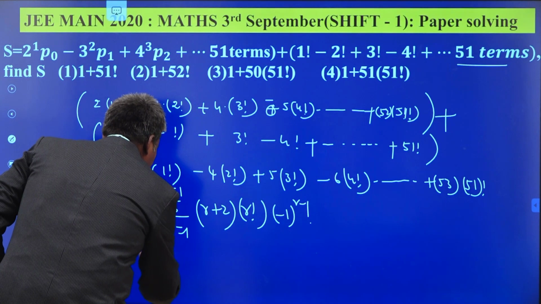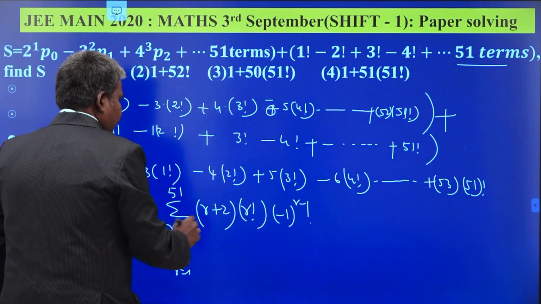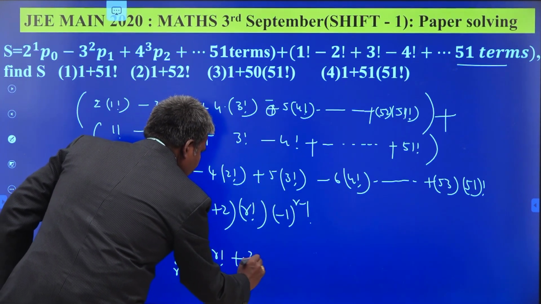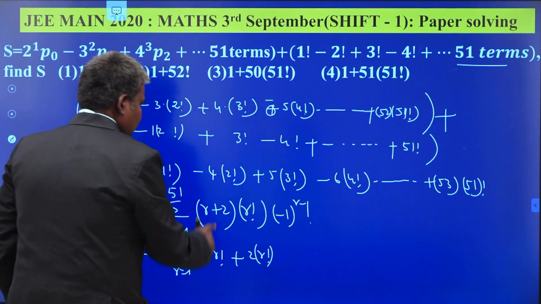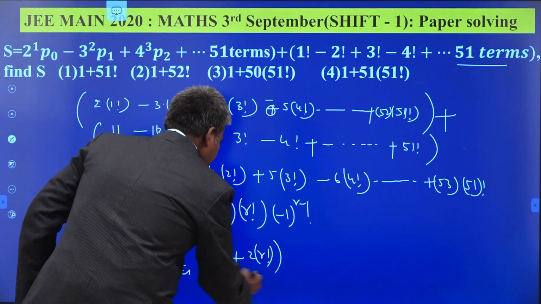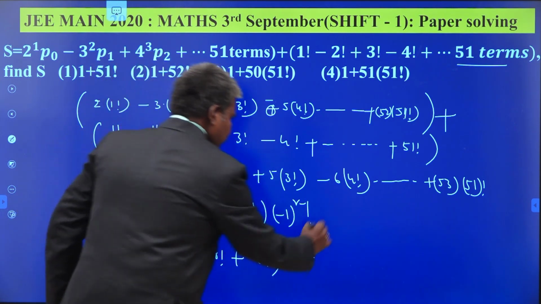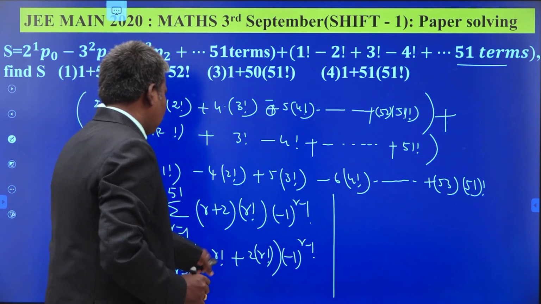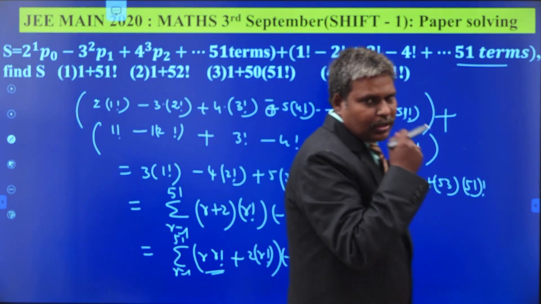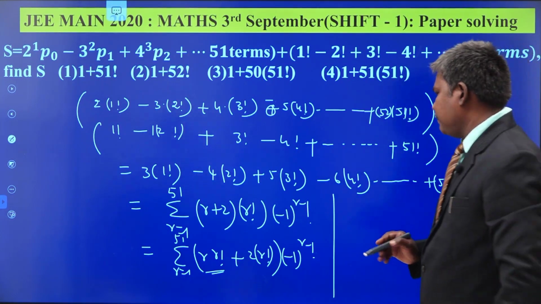After this one, sigma r is equal to 1 to 51 of r into r factorial plus 2 times of r factorial, into minus 1 whole power r minus 1. How to crack this one? Once you know this value, your job is over. r into r factorial can be written as r plus 1 factorial minus r factorial.